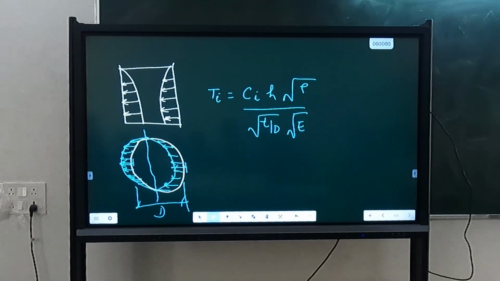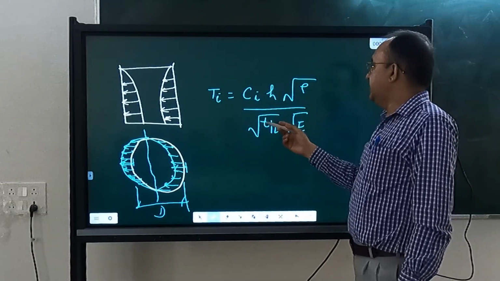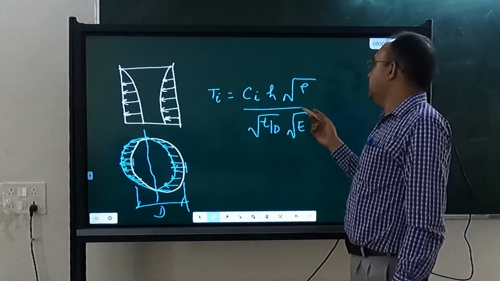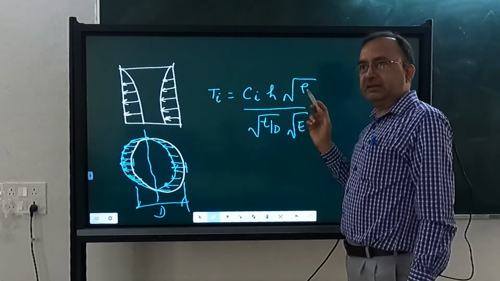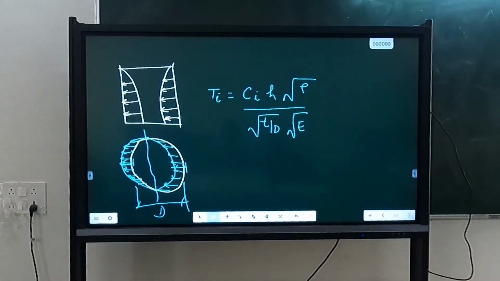So you can see that rho is representing mass. So it is square root of m in some way, and t, E, these are representing stiffness. So it is also something like square root of m by k. And this coefficient Ci is given in the code. Figure 5, you look, coefficient Ci is given.